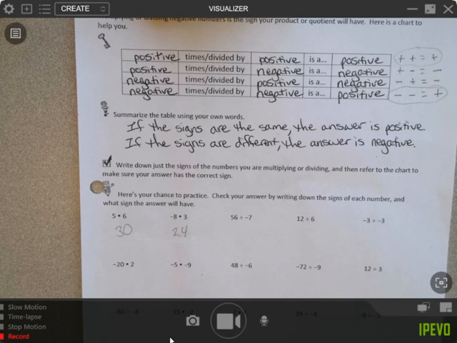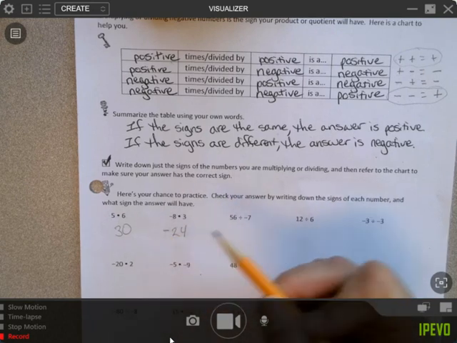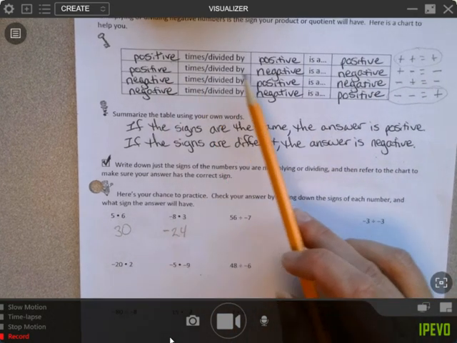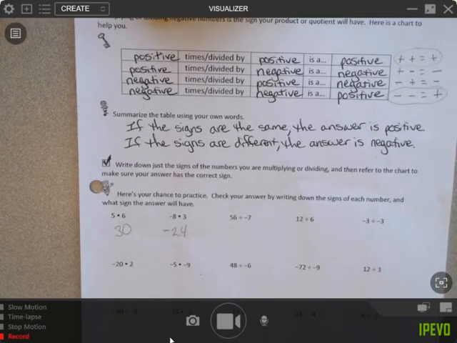I see just 2 hands up. Who else knows? What's a negative times a positive? Look up at our chart. A negative times a positive. My answer should be what, Emerald? Negative 24. So you always look up. You check to see, what do I have? Negative times a positive. What is negative times a positive? It's going to be a negative. Okay, so always double check to make sure you're putting the correct symbol.